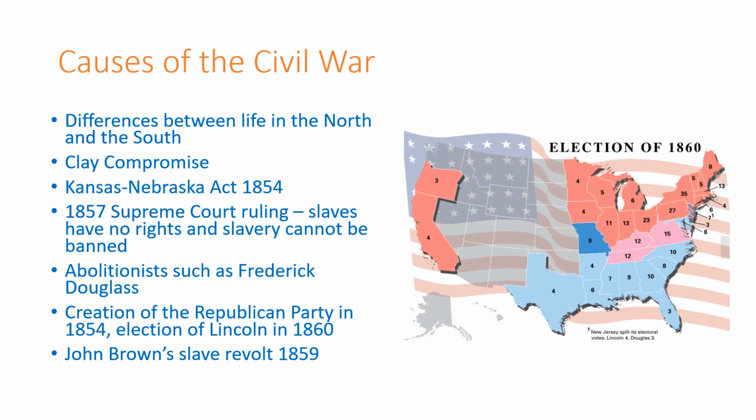Final factor is a slave revolt in 1859 led by an escaped slave called John Brown. This makes lots of southern slaveholders very nervous about abolition and moves towards freeing slaves. They're concerned about what's going to happen if that goes ahead.